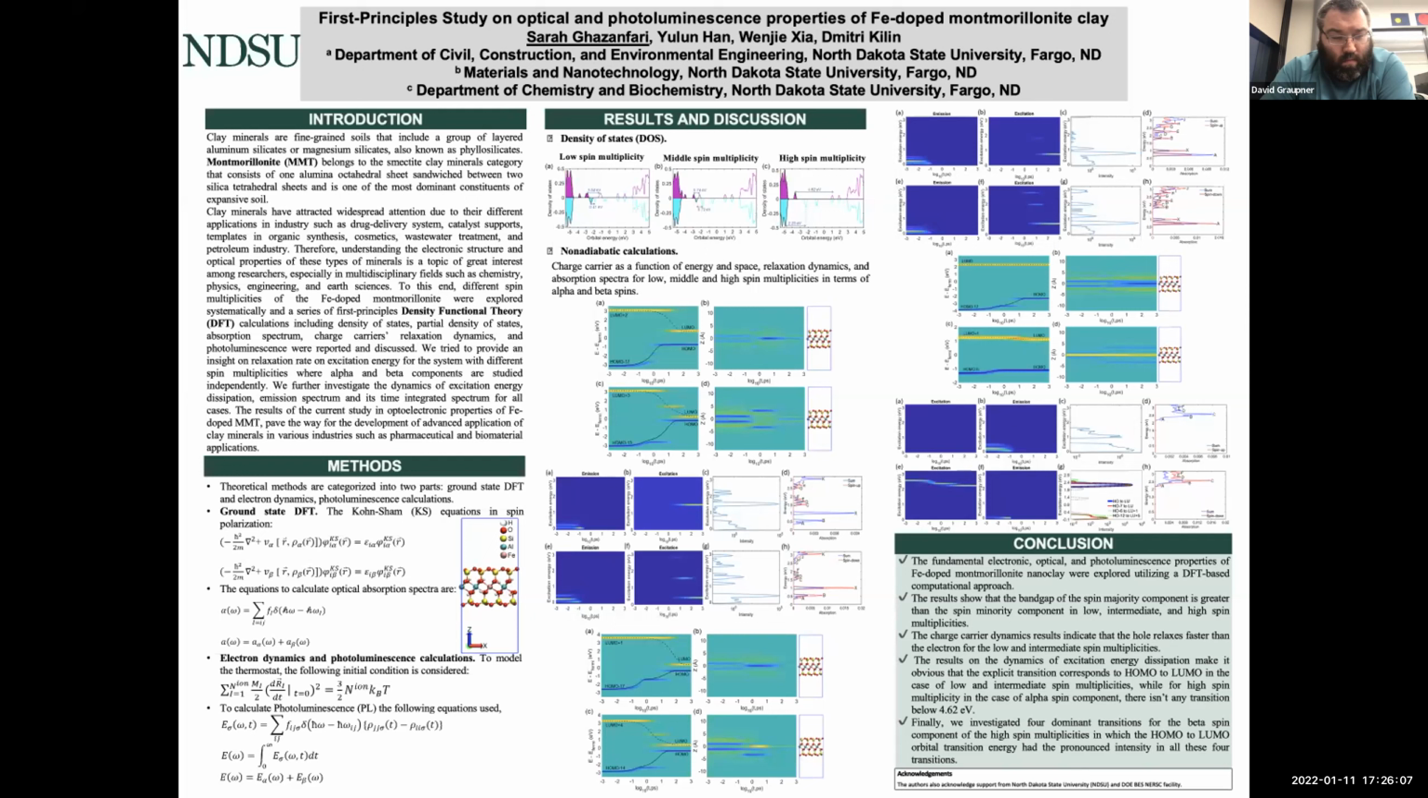Yes, because I just mentioned it in one sentence at the top. You can see here that there are low, medial, and high spin multiplicities in terms of alpha and beta spin. I just mentioned it like this. So they are in order. These are for the low, these are for the medial, and these are for the high.